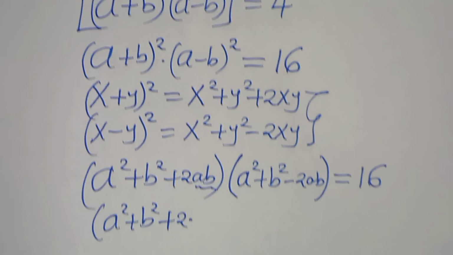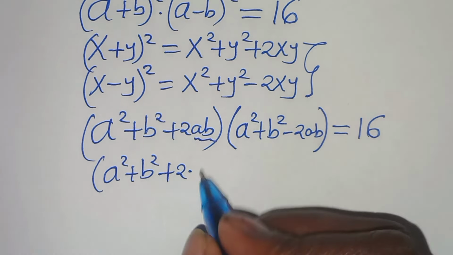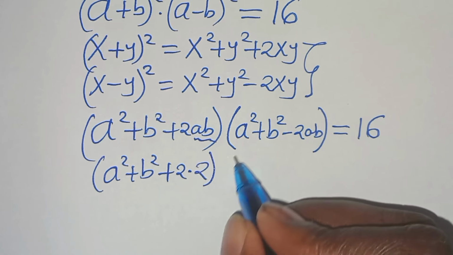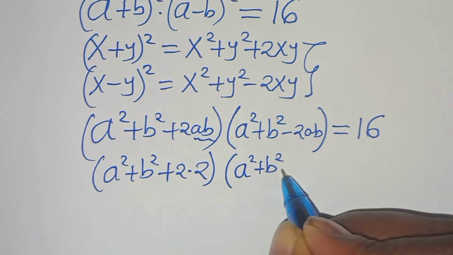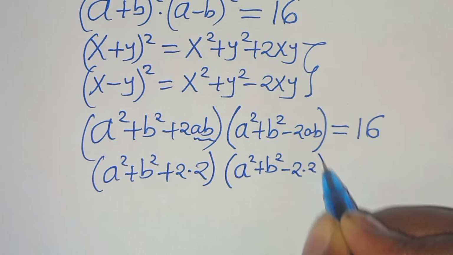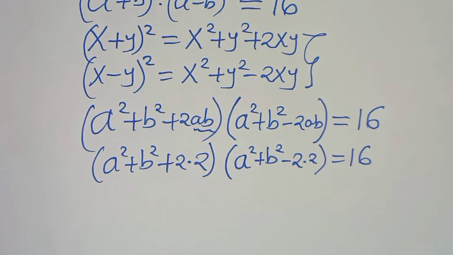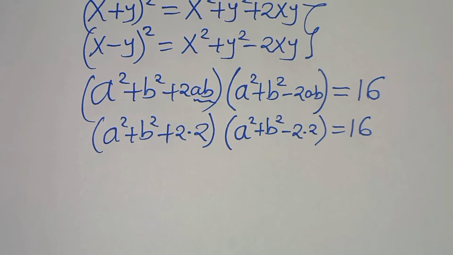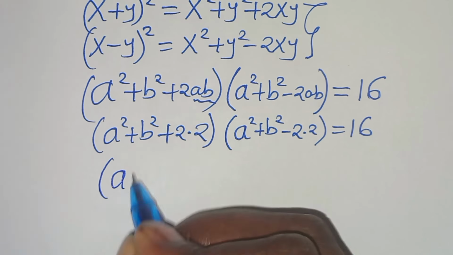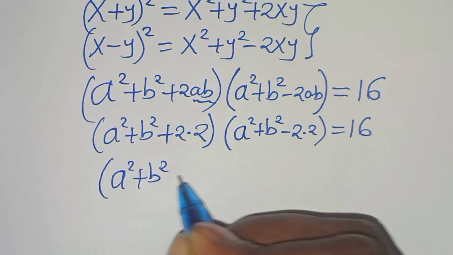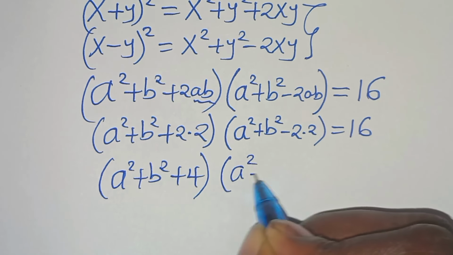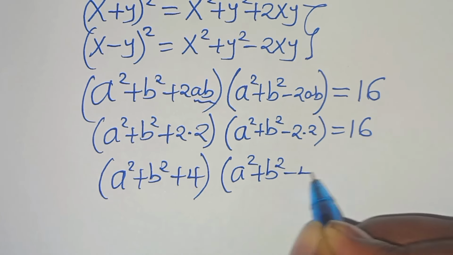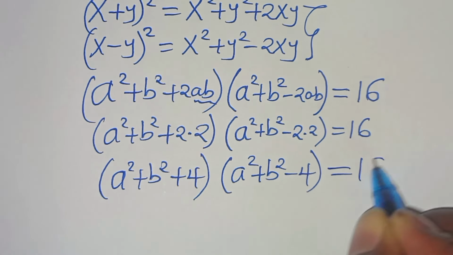So let's substitute 2 here. So times 2, close the parentheses. Then here we have a squared plus b squared minus 2 times 2. This is equal to 16. So we have a squared plus b squared plus 4. Then we have a squared plus b squared minus 4. This is equal to 16.